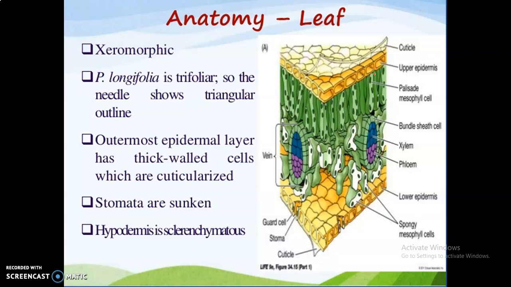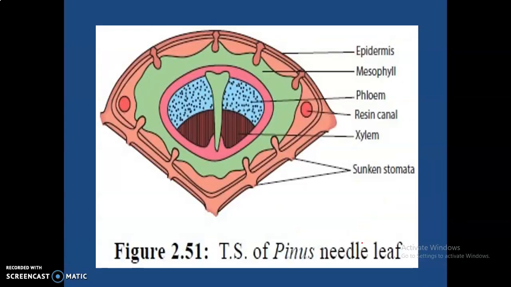Cuticle, upper epidermis, after that palisade parenchyma and spongy parenchyma. Parenchyma is differentiated into two, palisade parenchyma and spongy parenchyma. Then the lower epidermis, and sunken stomata are present on the lower epidermis. This is the triangular shape of the leaf, a transverse section of the Pinus needle or Pinus leaf.